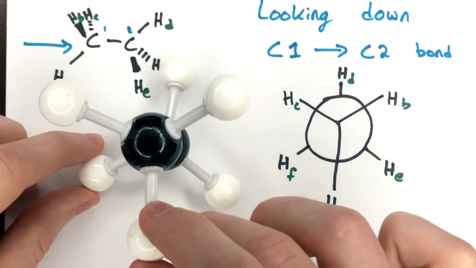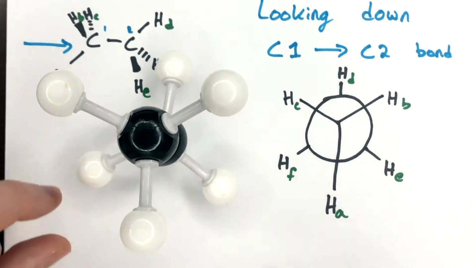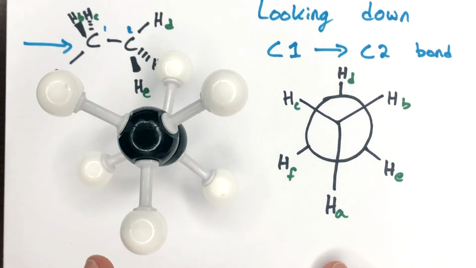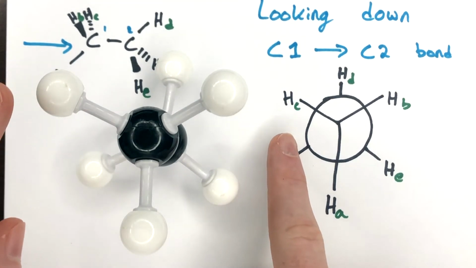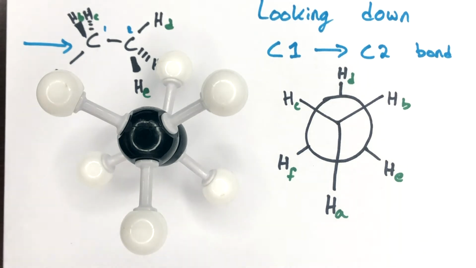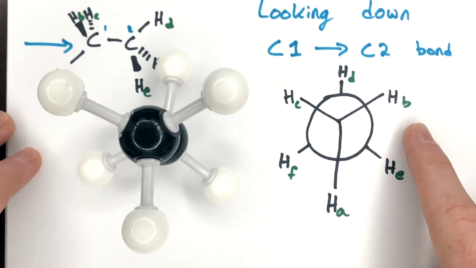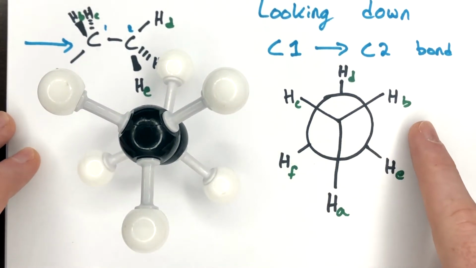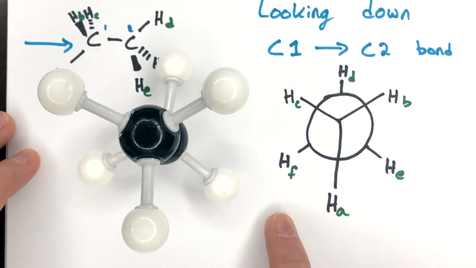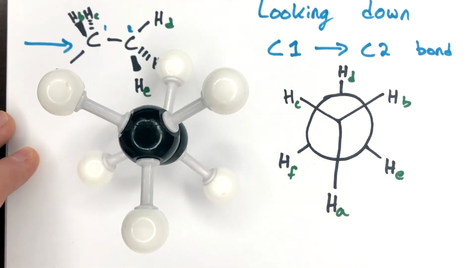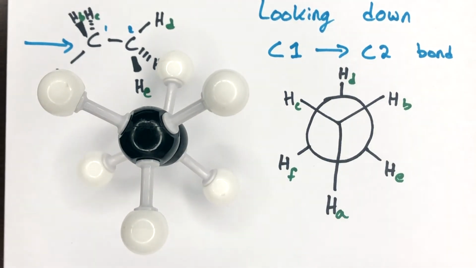So now when you do that, here's HA, that's down. Here's HC, that was in the plane, which is now on the left. Here's HB, that was out of the plane, is now to the right. Here's HE and HF. Again, HE is out of the plane, same with HB. And HF is in the plane as a dash, is there, and HD is anti to HA.